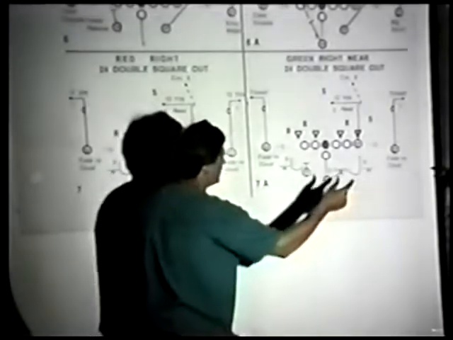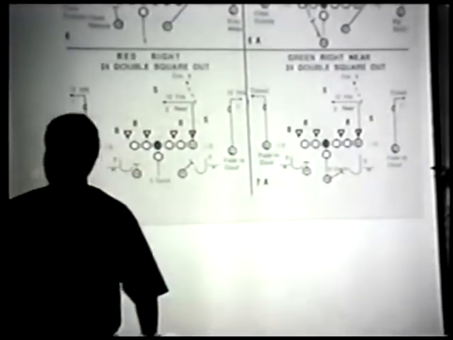All right. And then if you go green mirror, right? Same thing. Just check in from where you are. Backs always split. Okay, halfbacks, now you're on the strong side. 24 double square out.